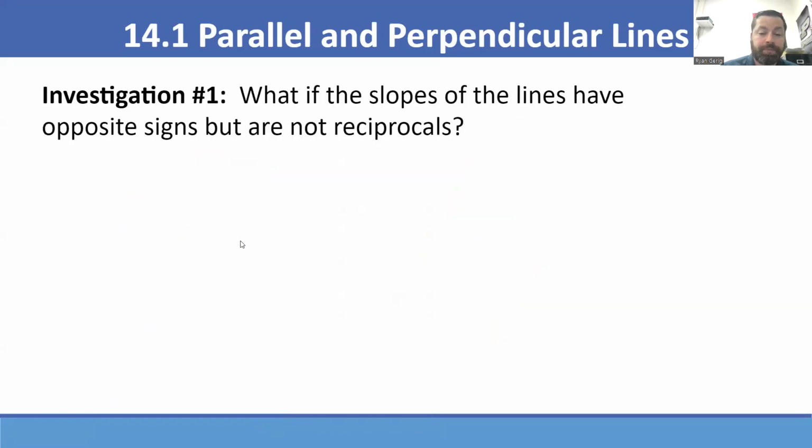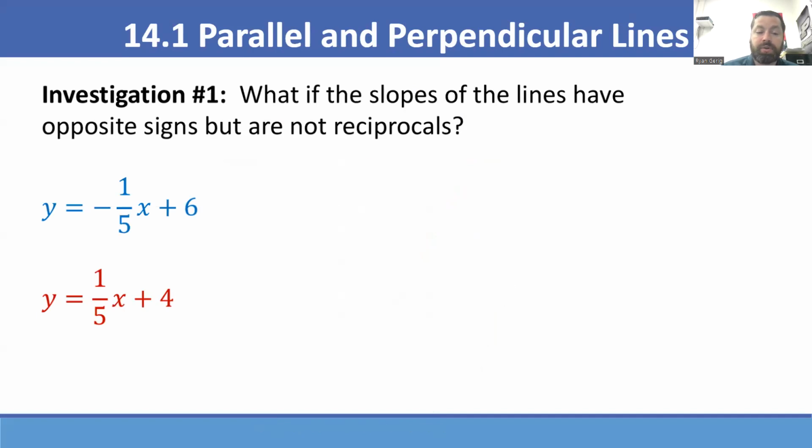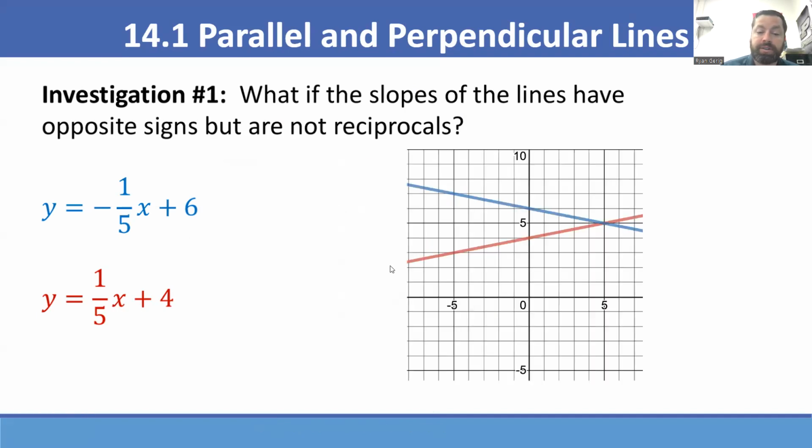All right, so let's take a look. What if the slopes of the lines have opposite signs but are not reciprocals? So here's an example. Pause it real quick. Graph those two lines. Do they form a right angle? Hopefully you paused it and you tried that on graph paper and you graph those two lines and you see line A, or the blue line, and the red line. That does not make a 90-degree angle. The slopes are opposite. One's -1/5 and the other one's +1/5, but they're not reciprocals. Therefore, these are not perpendicular.